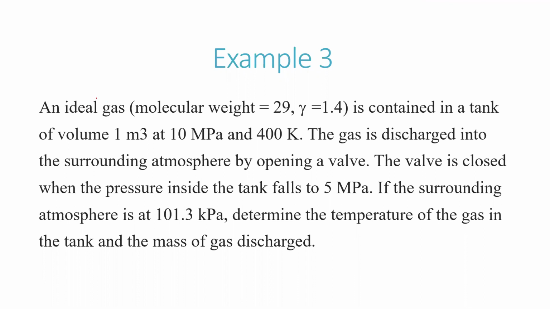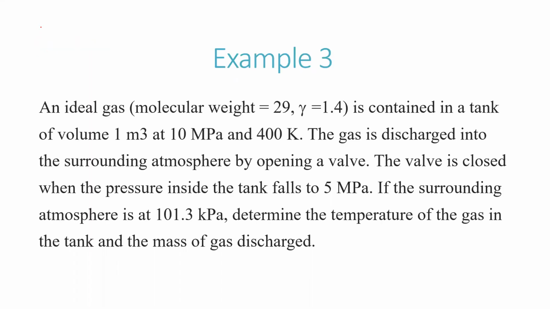This is a very interesting example, and make sure that you do it very carefully while we're solving. All right. So an ideal gas is having a molecular weight of 29. Gamma is 1.4. So gamma is given in this case. Okay, let me read this one. It is contained in a tank of volume 1 meter cube at 10 megapascal and 400 Kelvin.